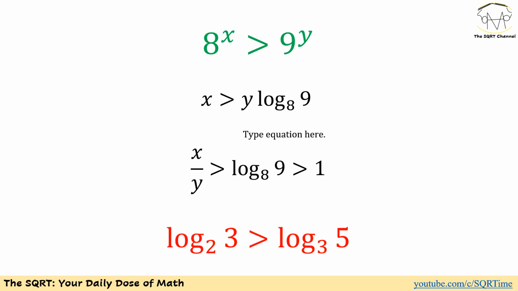Since x and y are both positive, we are going to divide both sides by y, and we know that y is not 0. So at the end we will see x over y is greater than log of 9 in base 8. Since 9 is greater than 8, log of 9 in base 8 is going to be greater than 1. And as a result, x is going to be greater than y, and x is equal to log of 3 in base 2, which is greater than y, or log of 5 in base 3. And that concludes our solution.